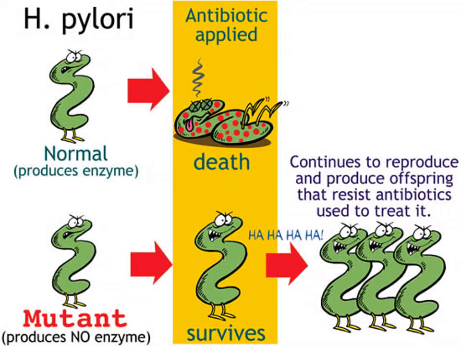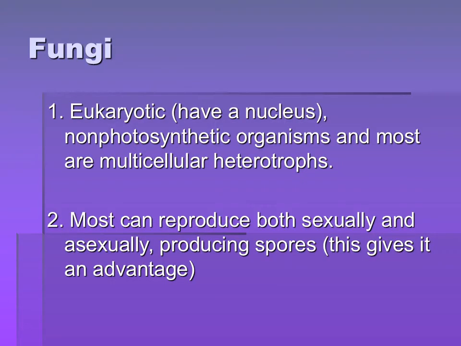Not only does it survive, but it continues to reproduce and produce offspring that resists antibiotics used to treat it. All right, the third microbe that we're going to talk about are fungi or fungus, different types of fungus. So fungi are eukaryotes. They do have a nucleus, unlike bacteria, which are prokaryotes and don't have a nucleus. They are eukaryotic. They are non-photosynthetic organisms, so they do not undergo photosynthesis.